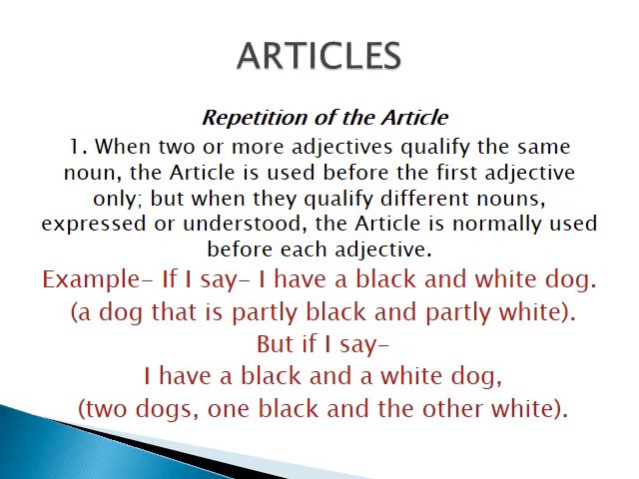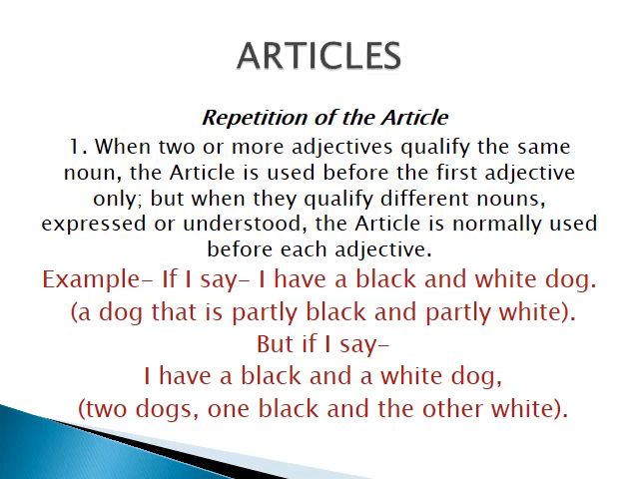We shall now discuss the repetition of the article. When two or more adjectives qualify the same noun, the article is used before the first adjective only. But when they qualify different nouns, expressed or understood, the article is normally used before each adjective. For example, if I say, I have a black and white dog, a dog that is partly black and partly white.